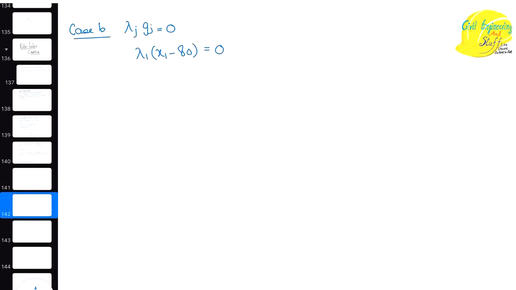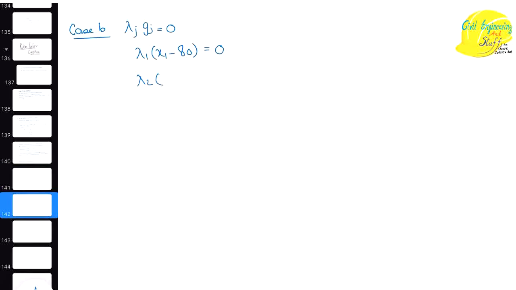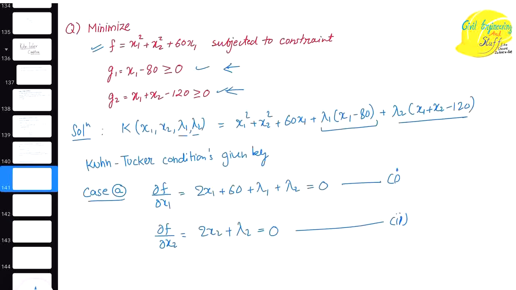Then we have lambda 2. The second constraint is this one, that is x1 plus x2 minus 120 will be equal to 0. All right, so let's name it equation number 3. This will be equation number 4.